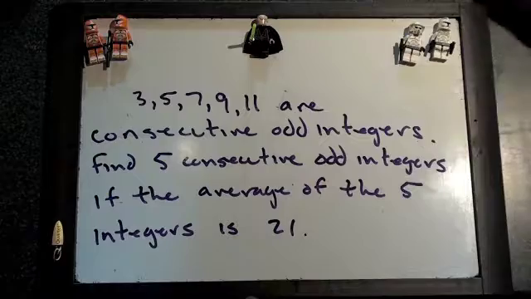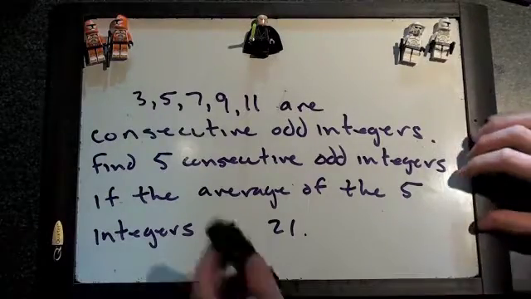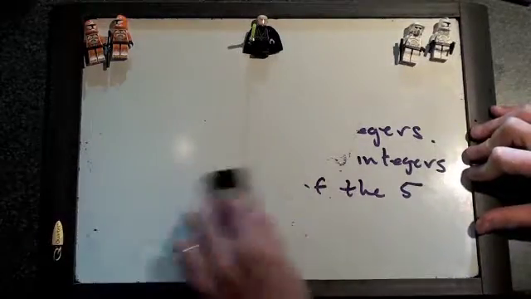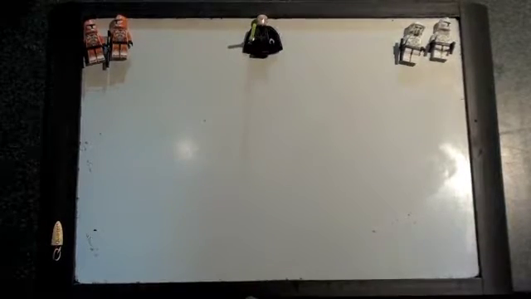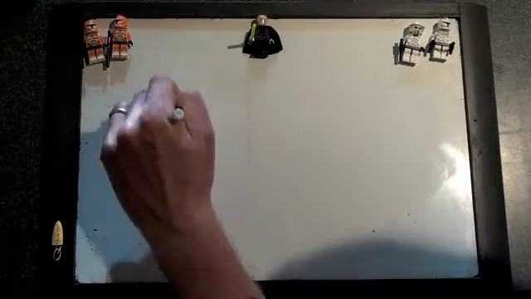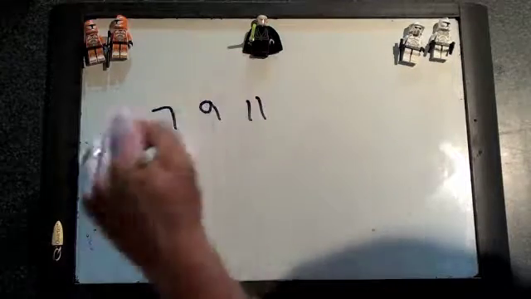Okay. So let's do a quick practice one with some consecutive odd integers and see if we can understand what the average of consecutive odd integers is. So let's do 3 first. Now remember, we're trying to find 5 consecutive odd integers with the average 21. So what if we just did 7, 9, 11? What's the average?